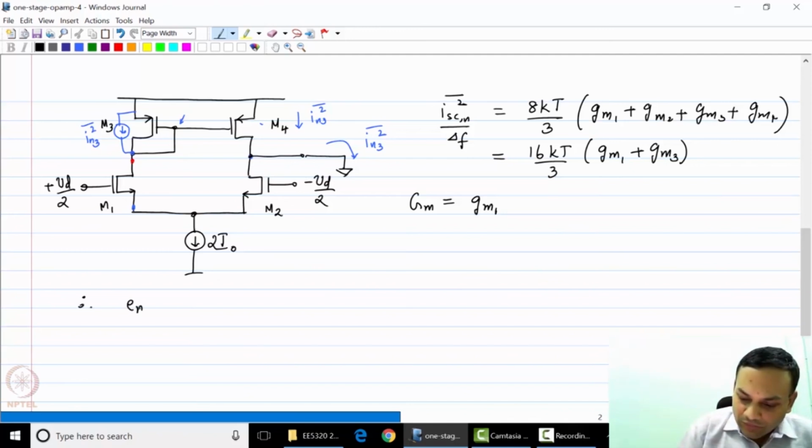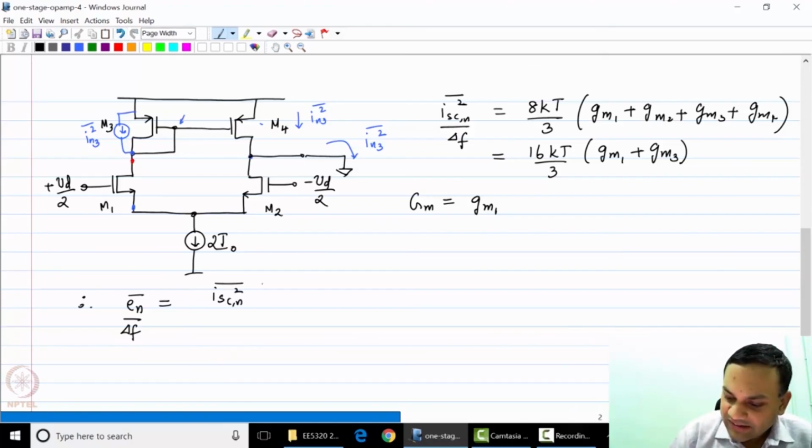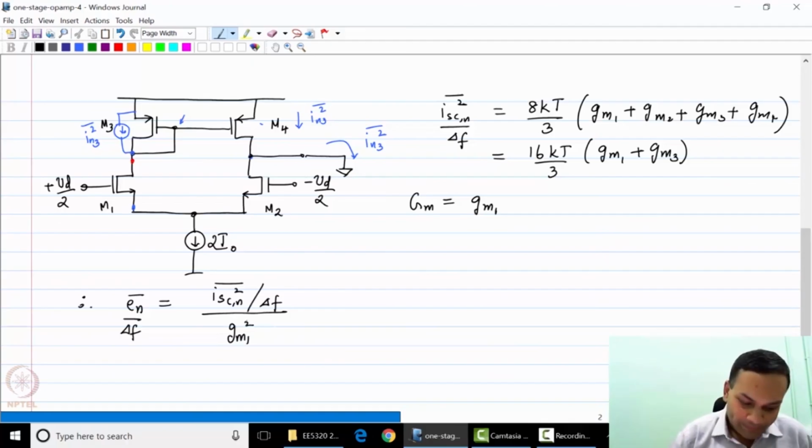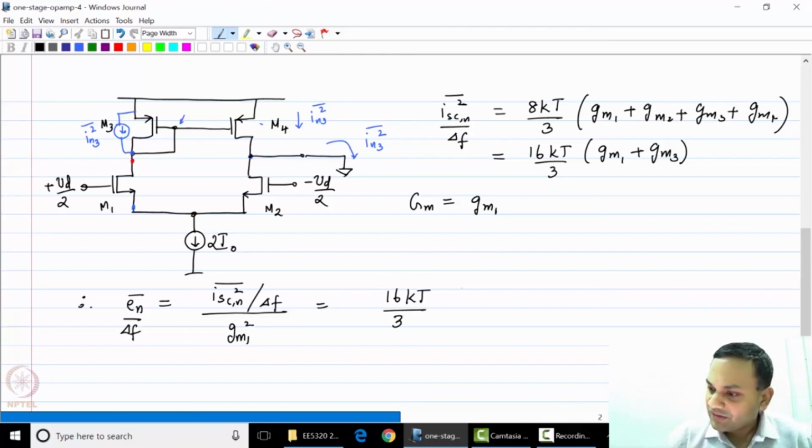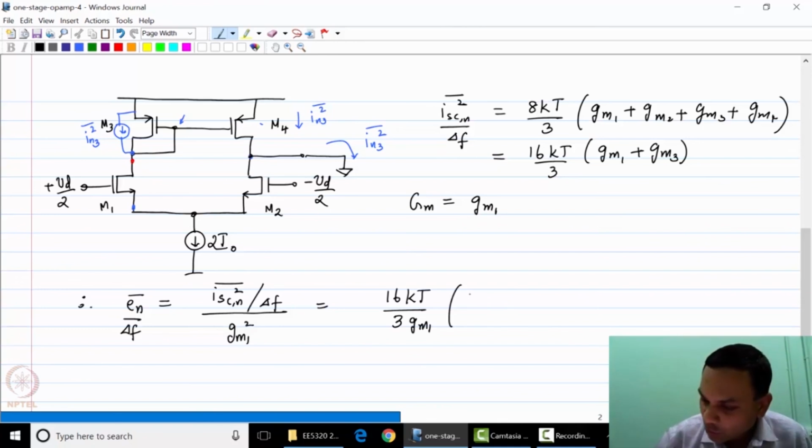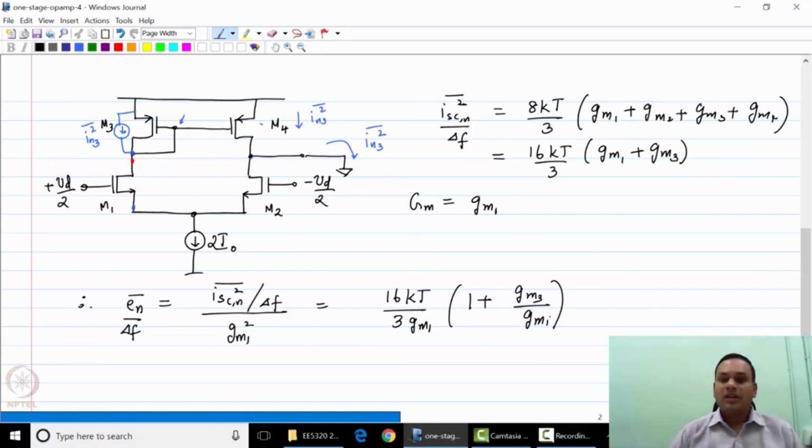Therefore, the input referred noise voltage of the transistors is nothing but the short circuit noise current density squared over GM1 squared. So this is nothing but 16 kT by 3 GM1 into 1 plus GM3 by GM1.